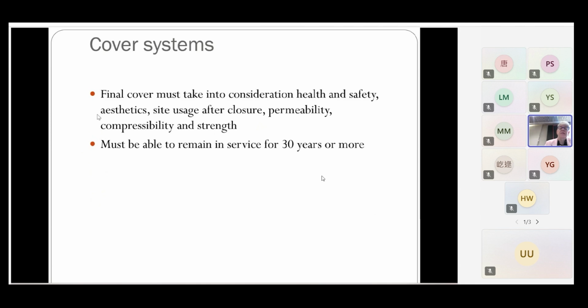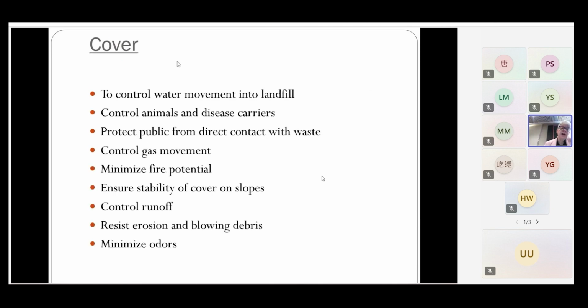The cover at the end is sort of the opposite. You want to deal with everything for the final cover. You want to have water control. You want to control any animals that could get into it. You want to control the gases, so you don't have gases leaking into the air. And you want to prevent erosion and minimize the odor. Those are what you're trying to accomplish with the cover systems.